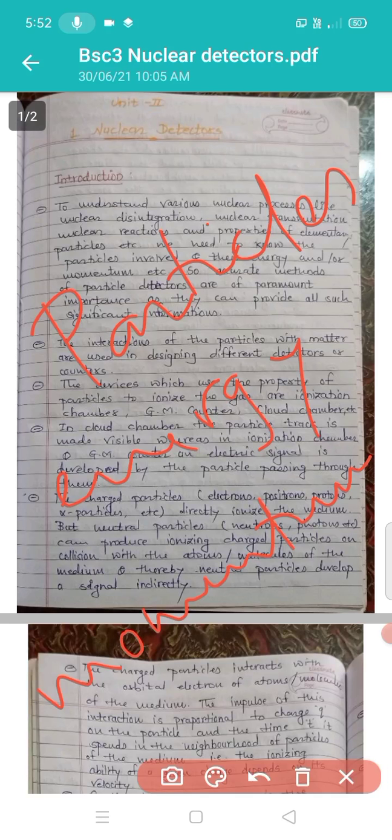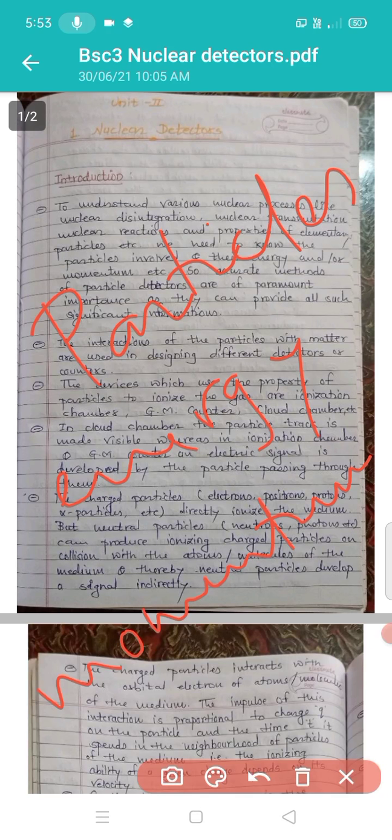In the cloud chamber, the particle track is made visible, whereas in the ionization chamber and the GM counter, an electric signal is developed by a particle passing through them.